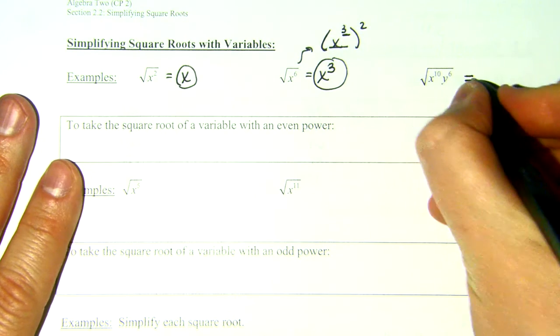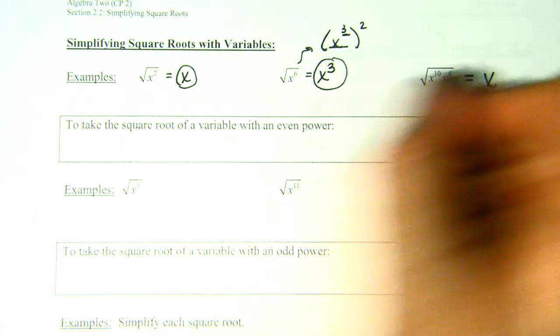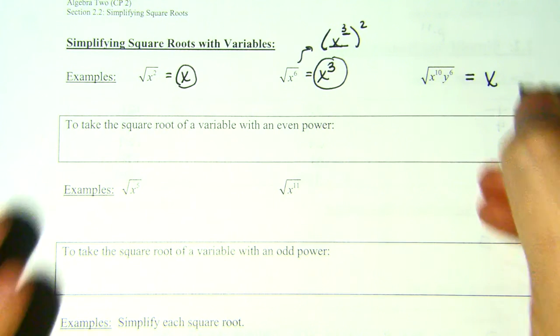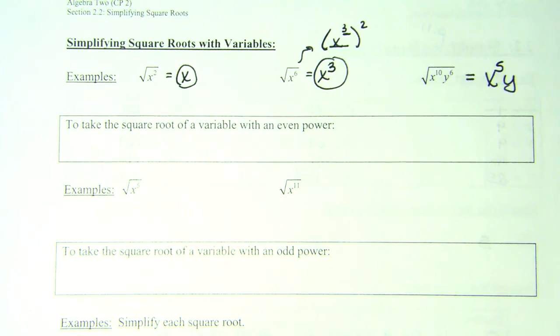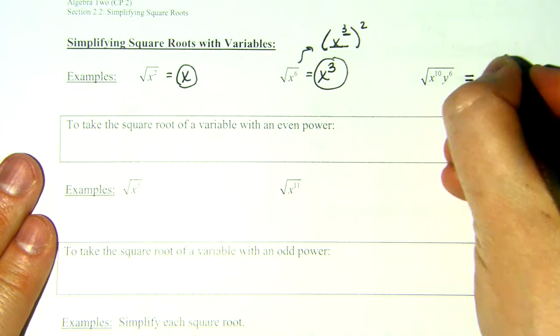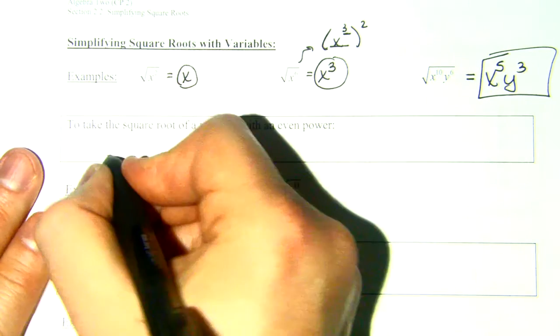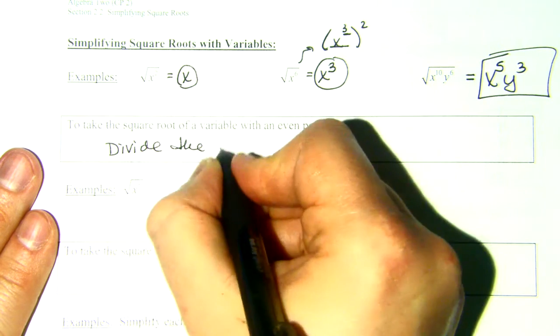With that in mind, the square root of x to the 10th, y to the 6th, is going to give us x to the 5th, and y to the 3rd. We'll just divide the power by 2. To take the square root of a variable with an even power, as long as our power is even, we are just going to divide the power by 2.